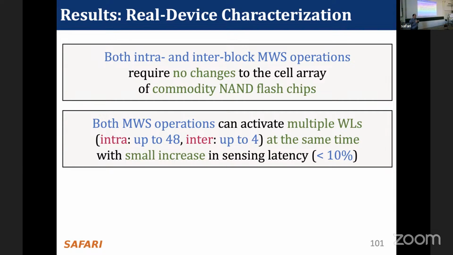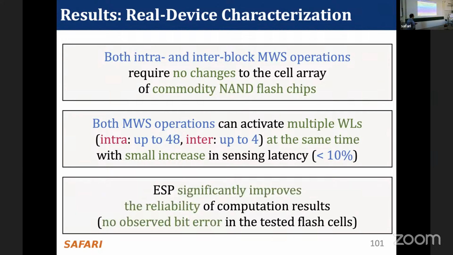So basically, for OR operations, we are limited to 4 operands at the same time, but for AND operations, we observe quite a high number of operands that we can operate on. And we have a small increase in sensing latency, less than 10%, which is negligible for that purpose. And ESP significantly improves the reliability of computation results. We haven't observed bit errors in the tested flash systems.